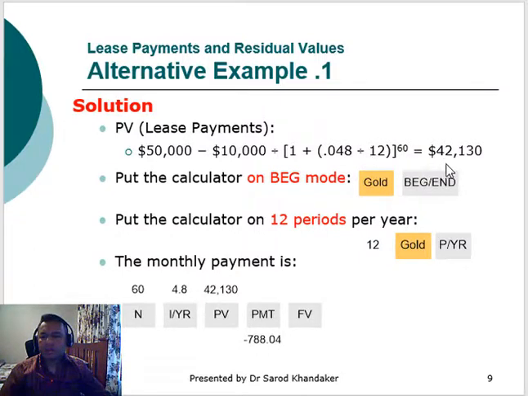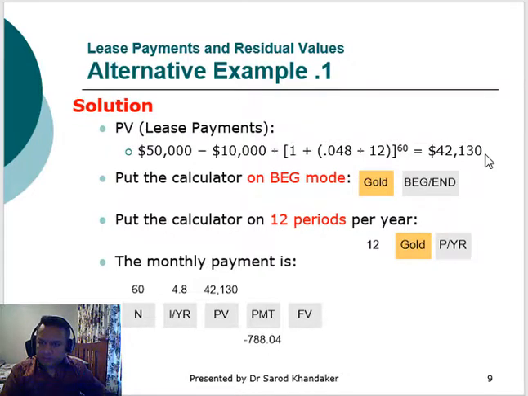Then we can get the lease payments present value, which is $42,130. Now remember that we need to make sure the calculator is on the beginning mode, which is PGE or BEG, whatever, depending on your calculator. So you make sure that you press the beginning mode.